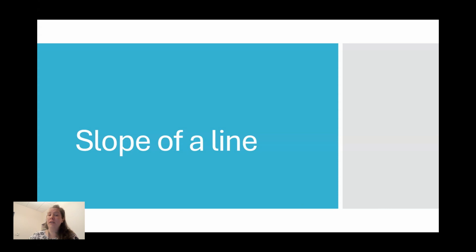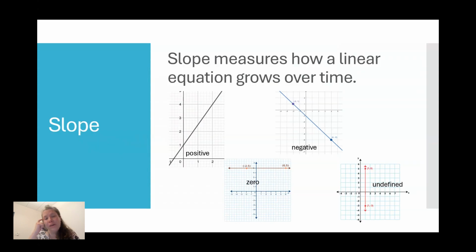The slope of a line is showing us how it grows over time, and we are always going to look at slope going from left to right across a graph. We can see a positive slope if you drew a little person all the way to the left. They're going up, up, up, up, uphill on a positive slope.